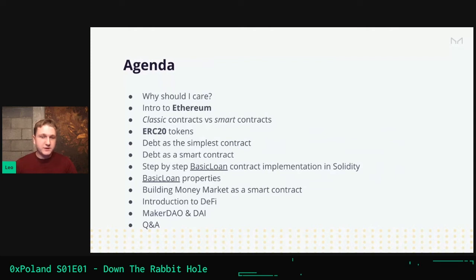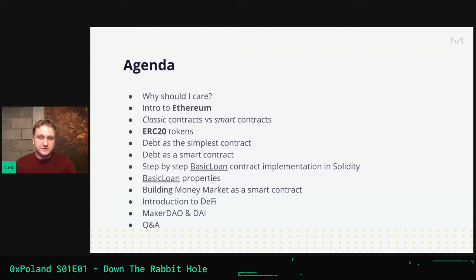So let's go back and see what we went through today and what we discussed, and sum up. First we talked about what can be built on the blockchain, on Ethereum, and why should I care. Then we talked about Ethereum and the differences between smart contracts and classical contracts. We described the ERC-20 standard. We looked at debt as the single obligation contract, the most basic classical contract.